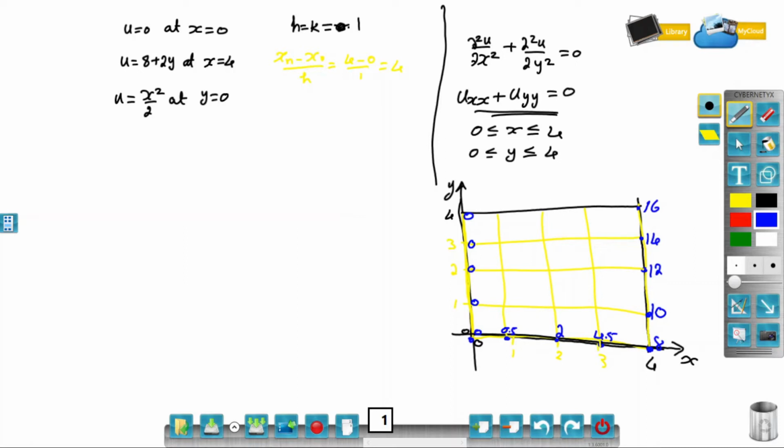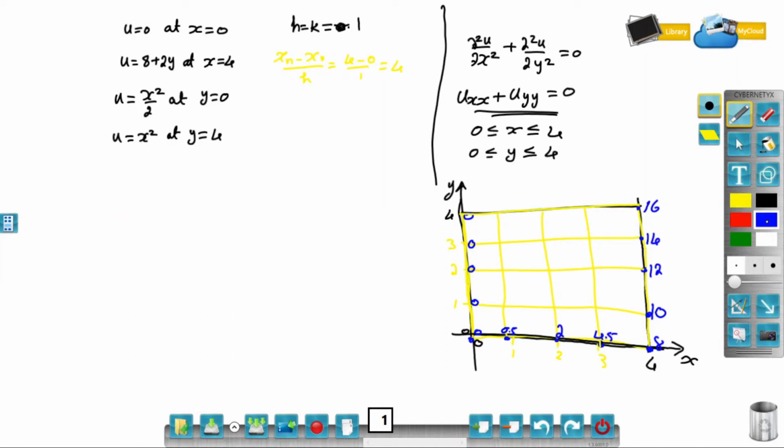Already marked that. So I told you if two boundaries are intersecting, then the u value must be same. Now take the last boundary. The last boundary is u is equal to x square at y equal to 4. So what is y equal to 4 here? Here, this particular line is y equal to 4.